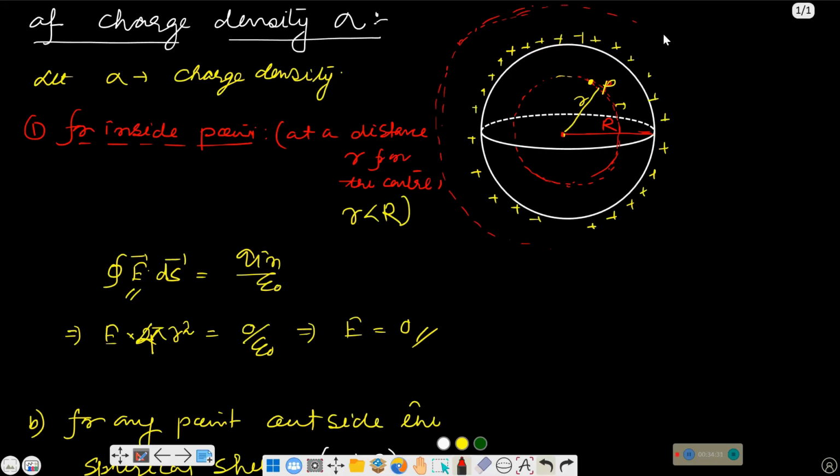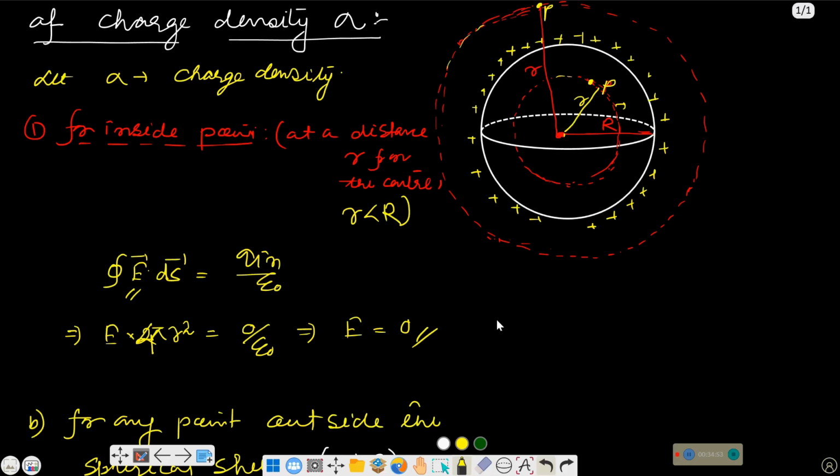But in the exam you need to draw two separate diagrams. I have shown it here in only one diagram. Now this is the r and the point P is here. This is the point where you need to find out the electric field.